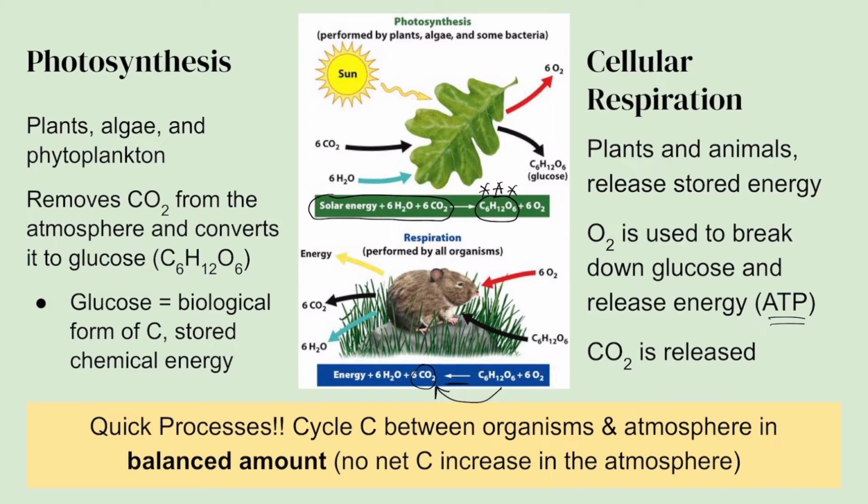Both of these processes occur very quickly, and they cycle carbon between organisms and the atmosphere. These are balanced processes, so that means just as quickly as plants take in carbon and make sugars, the sugars are used up and broken down and released as CO2 again. So there's no net increase of carbon in the atmosphere. These are balanced, super important.